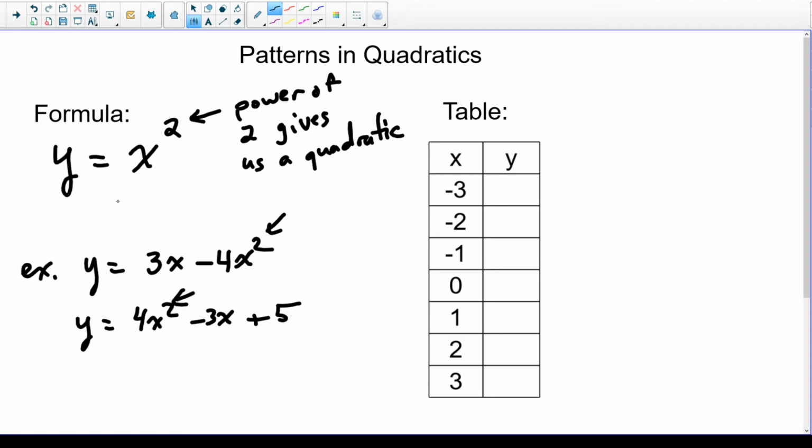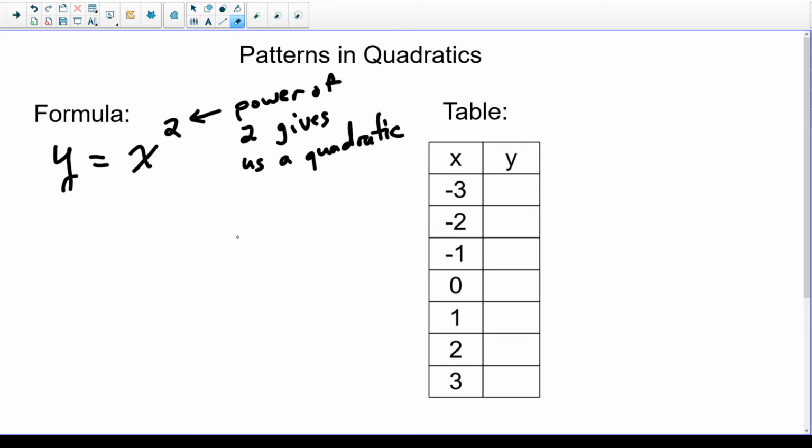Okay? But the simplest equation, and I'm just going to erase these two, is y is equal to x squared. Now, from the equation, we can generate the table of values. And all we're going to do is substitute x into the equation and find out what the corresponding y is. So y is equal to x squared.